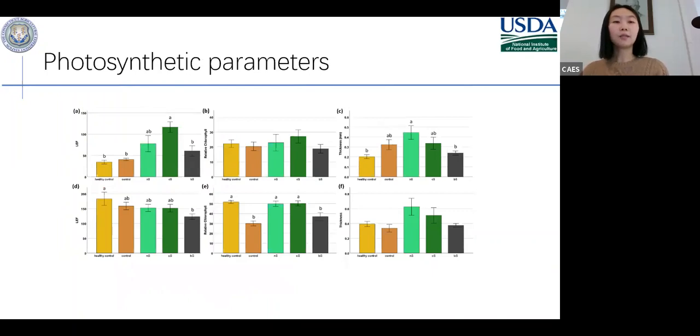We also tested the photosynthetic parameters. From here, LEF means the linear electron flow in the leaves, which is positively related to the photosynthetic capability of the leaves. So we could see that in the nanosulfur and coated nanosulfur treated plants, higher LEF values are shown, and similarly the relative chlorophyll and the leaf thickness all show a positive effect after treatment with the nanosulfur and coated nanosulfur.